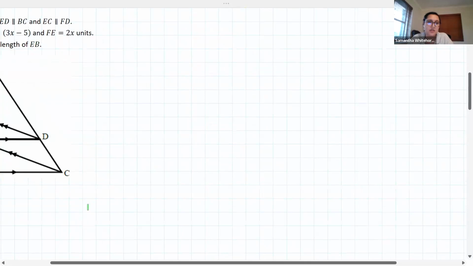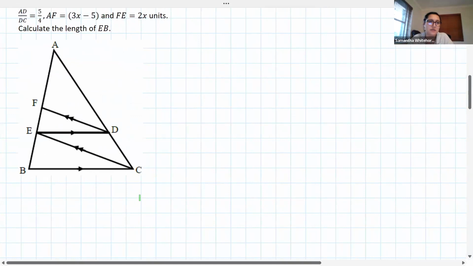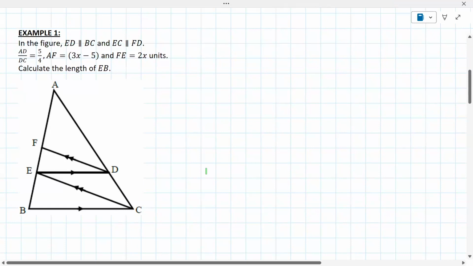Right, so if we have a look at example 1, a smidgen bigger so that we can all see. We have got a triangle here, and we're going to do a whole bunch of fun things. So in the figure, ED is parallel to BC, and EC is parallel to FD. AD over DC is equal to 5 over 4, AF is equal to 3x minus 5, and FE is equal to 2x units. So much information.